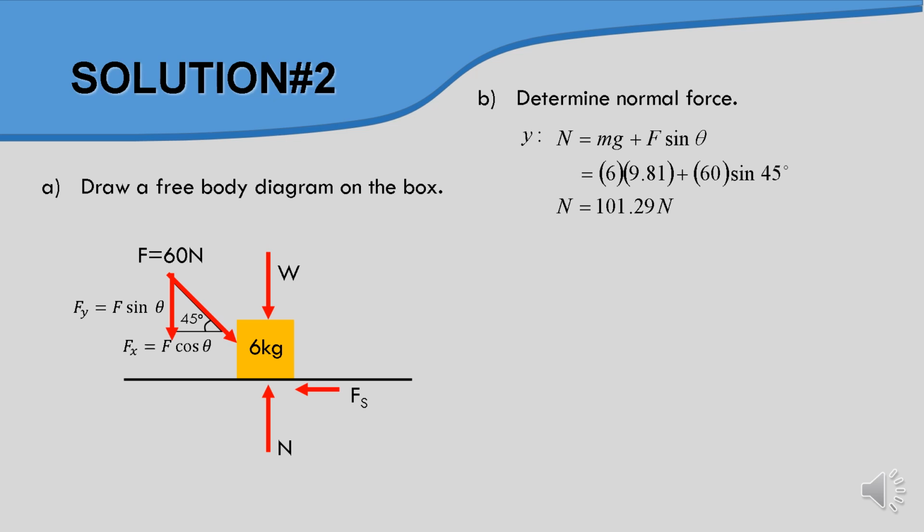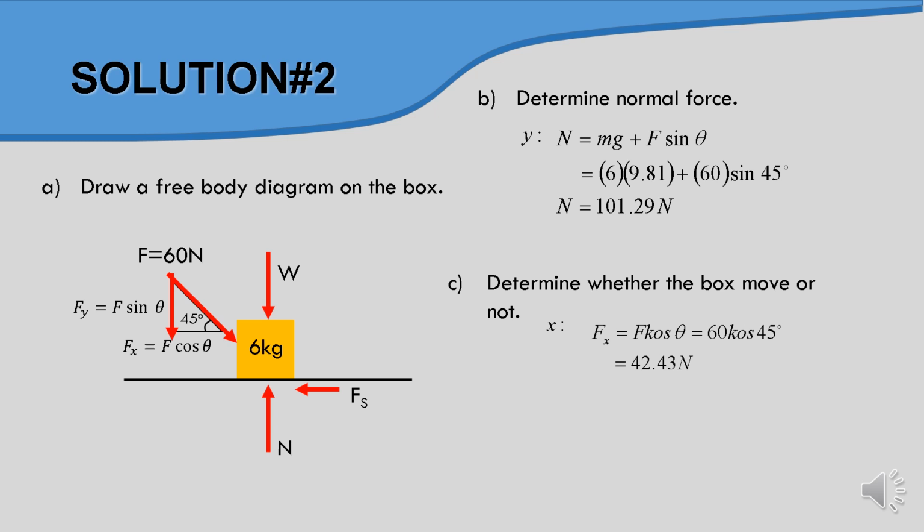So W is equivalent to mg, Fy is equivalent to F sin theta. So we substitute the value, we have N is equal to 101.29 Newton. So to determine whether the box moves or not, we need to calculate the static frictional force, and also get the value of Fx. Okay, Fx we obtain 42.43.